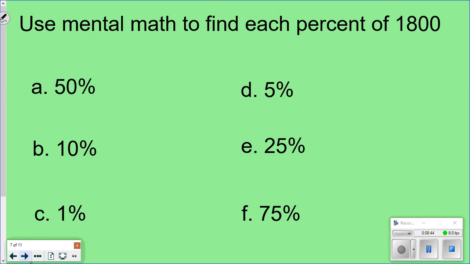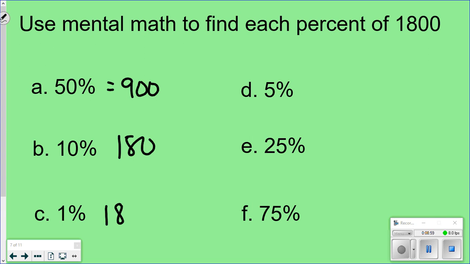Okay, so 50% would be 900. 10% would be 180, using my rules that I gave you at the beginning. 1% also would be 18, using my rules from the beginning. I move my decimal 2 spaces to the left.